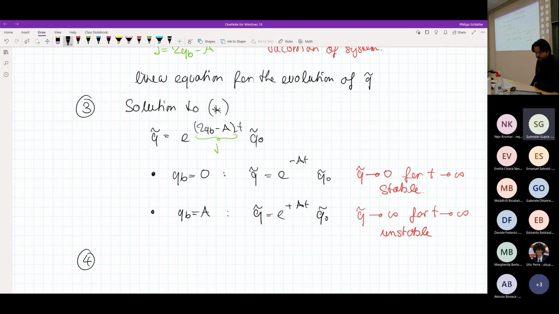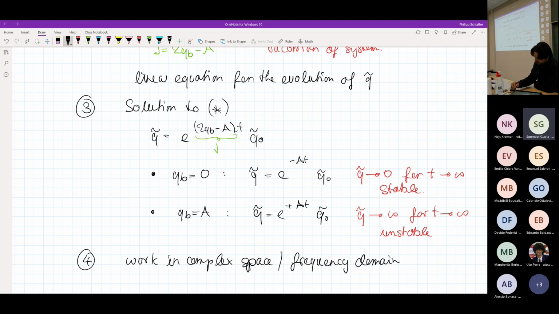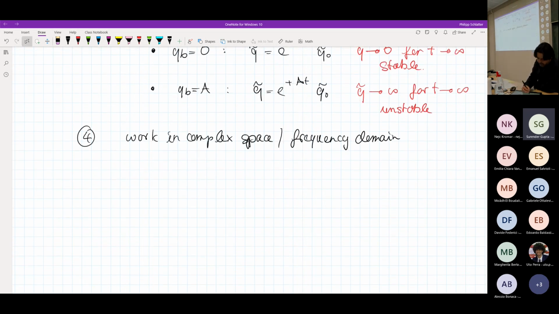Maybe as a fourth step, it's not really a step here, but just as an additional way of looking at that in more detail, the idea would be that we can look at this in complex space, or if you wish, we can look at that in frequency domain. So the idea would just be to say that our disturbance Q tilde can be written as the real part of Q hat times e to the I lambda t.